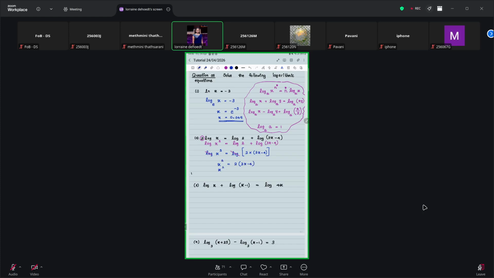Then it's equal to x squared equals 2 into 3x minus 4. That means x squared minus 6x plus 8 equals 0. This is a quadratic equation. You can factorize this one. Then you can get x equals 4 or x equals 2. Both of these terms are correct. Is it okay?